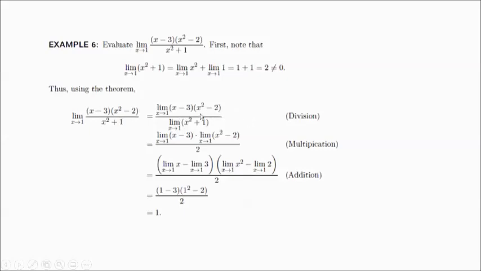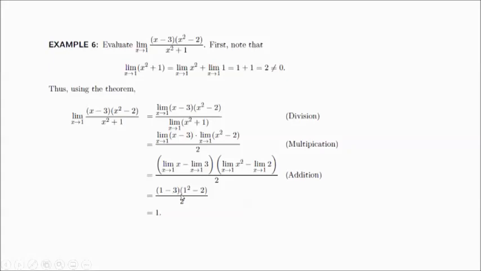So through the division theorem, class, we distribute the limit. And then in the numerator, we use the multiplication theorem because it is a product. Take note, class, that we use the same theorem here: whatever is here, that is what you distribute. You still have to write this. If it is a formal solution, you cannot go straight to the answer. So you still have to write this.